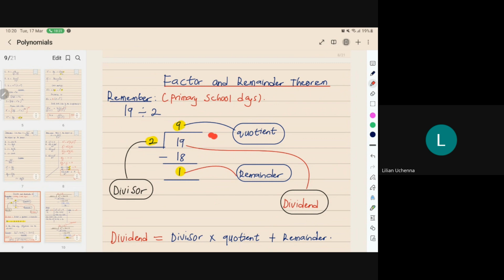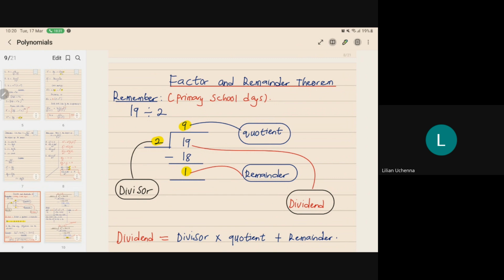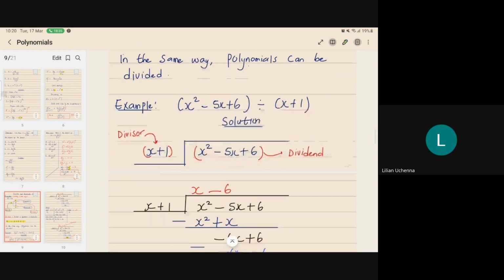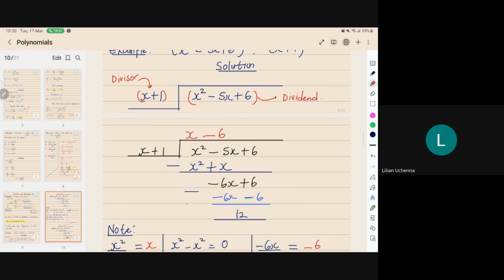So we have what we call the quotient, which is the one up. We have the divisor, the number you are dividing with, and we have the remainder, which you can see. Then we have the dividend, right? So I was trying to show you something about the factor and remainder theorem right there. I taught you guys how to divide a polynomial, right? So this is the dividend, this is the divisor. So after dividing, you have your quotient. This is the answer you get after dividing.